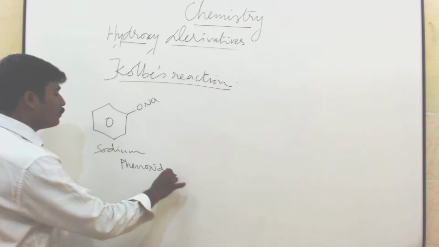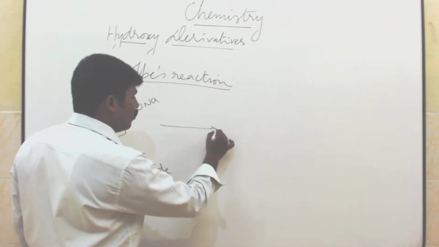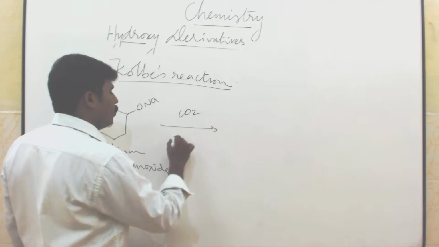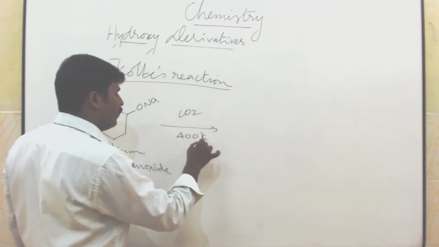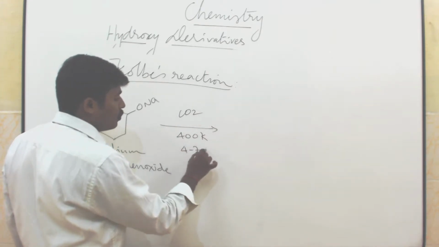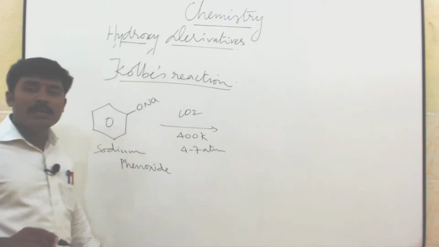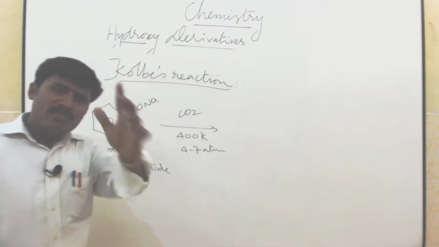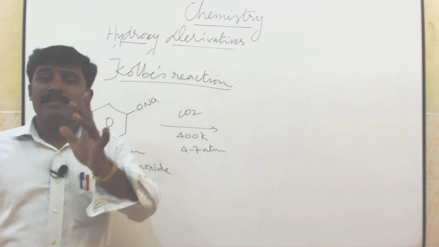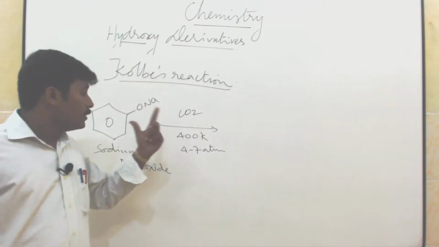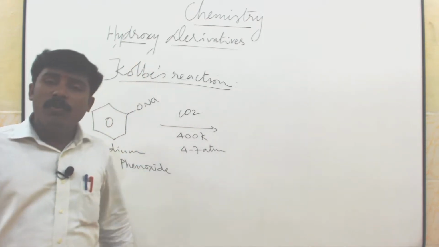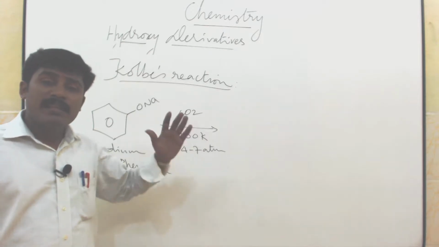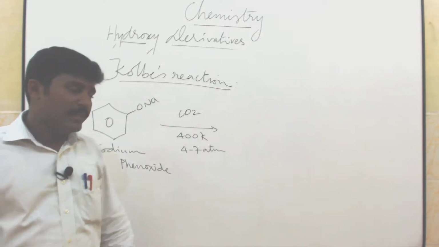Now three conditions you have to remember. One is CO2, another is 400 Kelvin, and another is 4 to 7 atmospheric pressure. Wherever you see these three conditions, just recall that this is nothing but the Kolbe reaction: CO2, 400 Kelvin, 4 to 7 atmospheric pressure. These conditions are only for the Kolbe reaction.